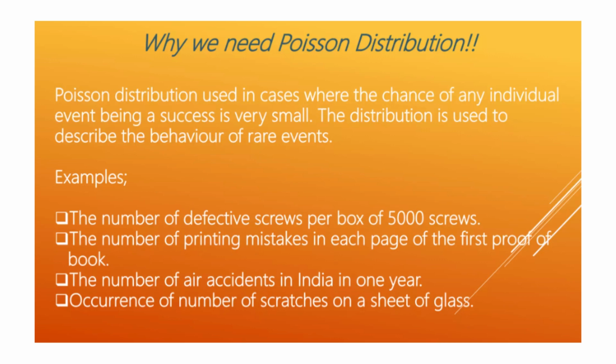For example, the number of defective screws per box of 5,000 screws, the number of printing mistakes on each page of the first proof of a book, the number of air accidents in India in 1 year, which is, if you see, a lot, but yeah, and also the number of scratches on a sheet of glass.